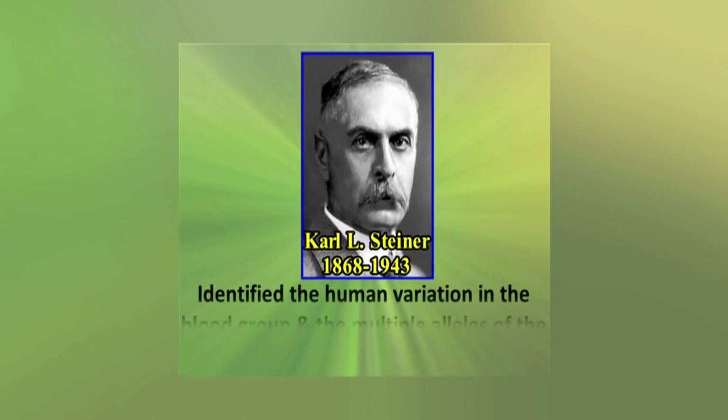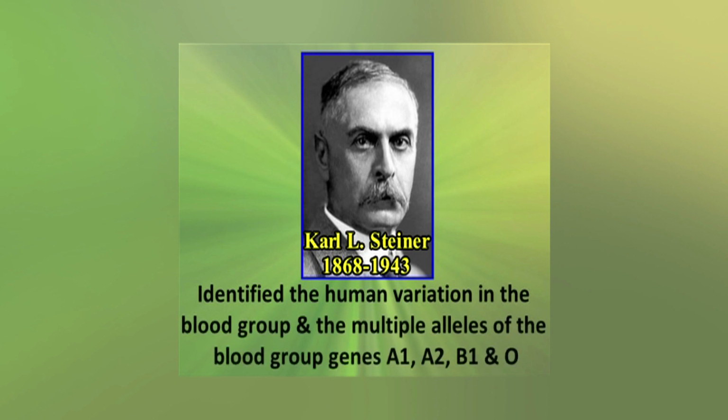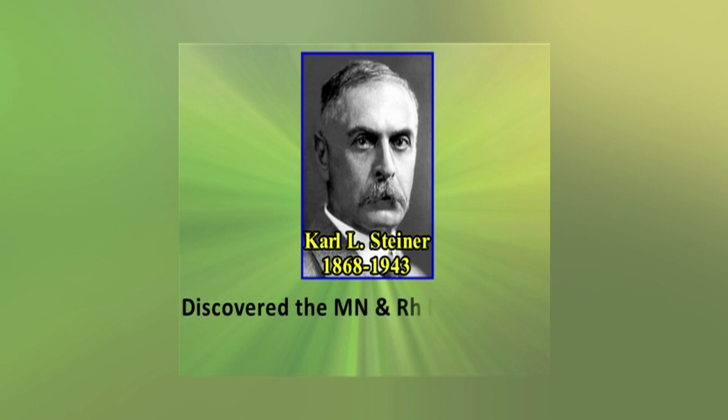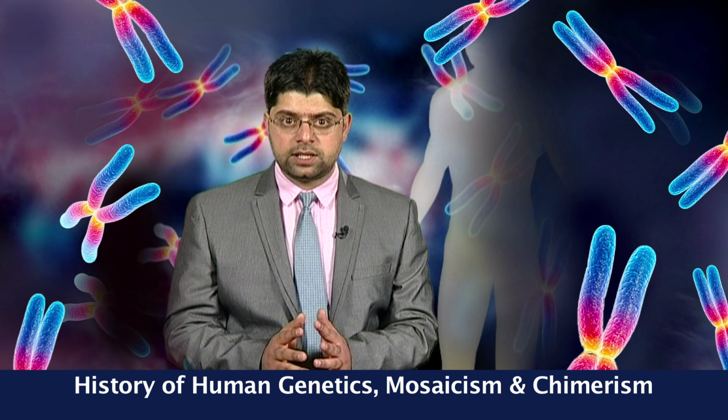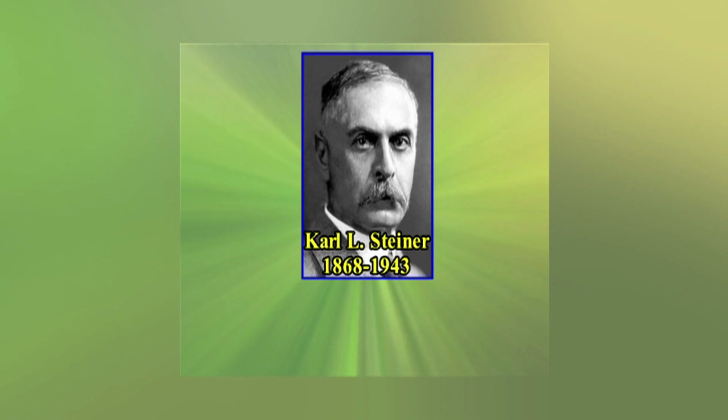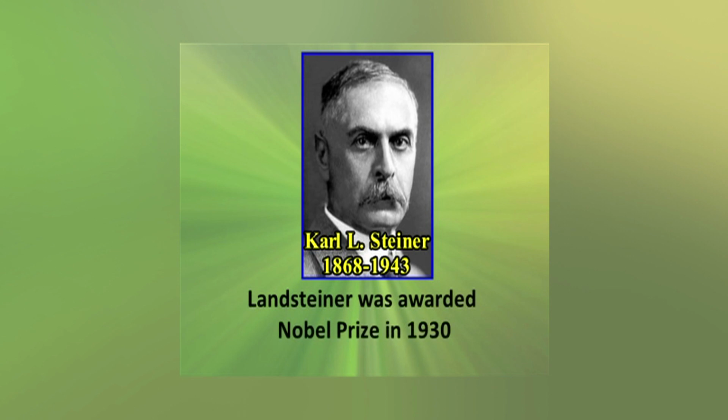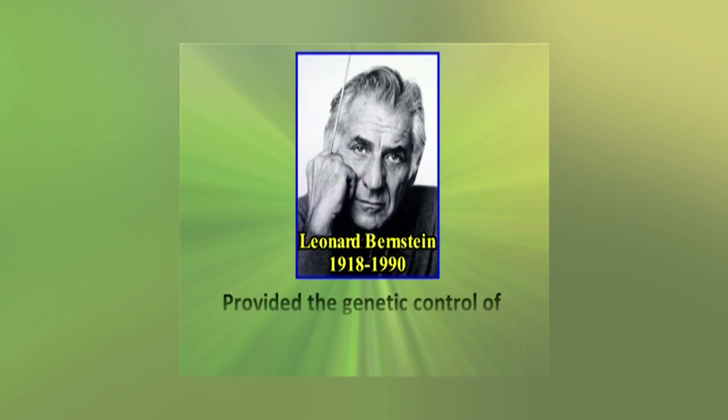Karl Landsteiner identified the human variation in blood groups and the multiple alleles of the blood group genes, that is A1, A2, B and O. He also discovered the MN and Rh blood groups. The inheritance of human blood group genes is practically pure and unaffected by environment. This discovery provided very important tools for research in human genetics, in addition to their practical day-to-day use in medicine. Landsteiner was awarded the Nobel Prize in 1930. But it was Bernstein, the statistician, who provided the genetic control of blood groups in 1924.